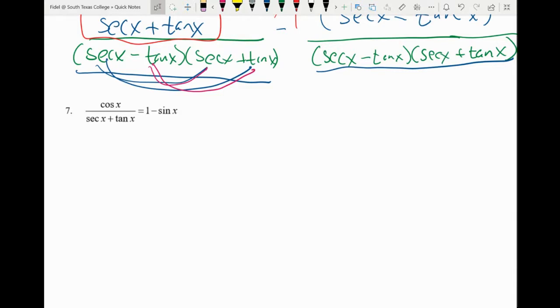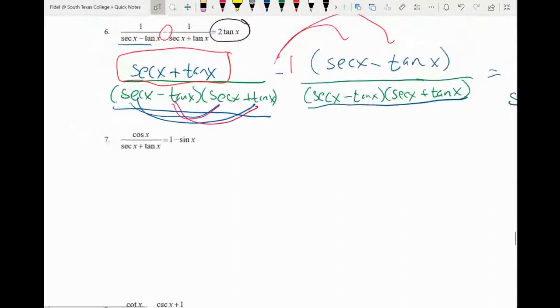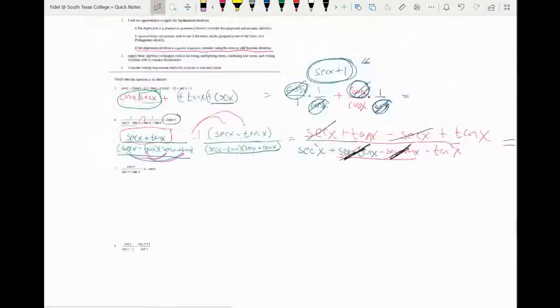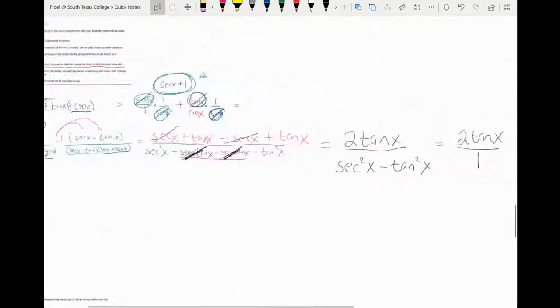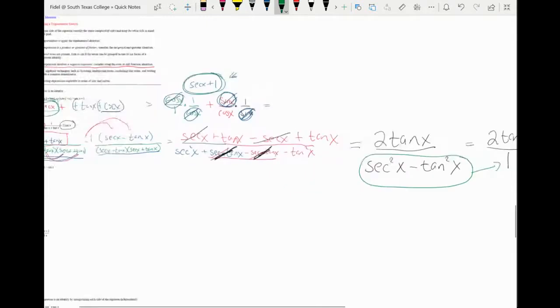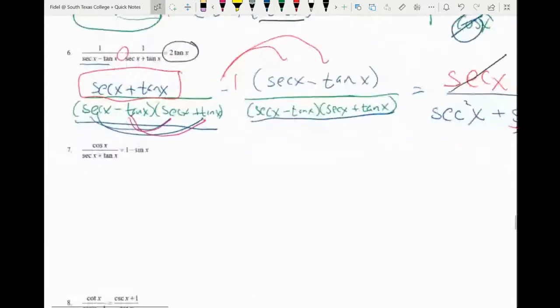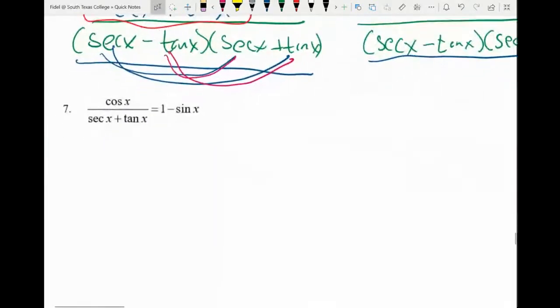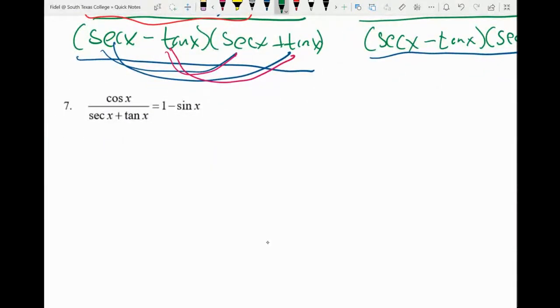So when I look at this problem, and I'm looking at number 7, y'all, and I'm looking at, say, the bottom part of it, where it says secant of x plus tangent of x. A little while ago, we found out that there's an identity that says secant squared x minus tangent squared x is equal to what number? Is equal to 1, okay? So I know that I don't have squares, that I don't have a minus in the middle.